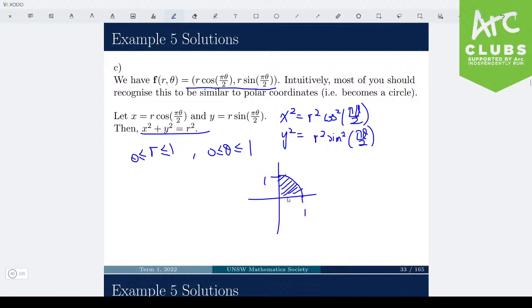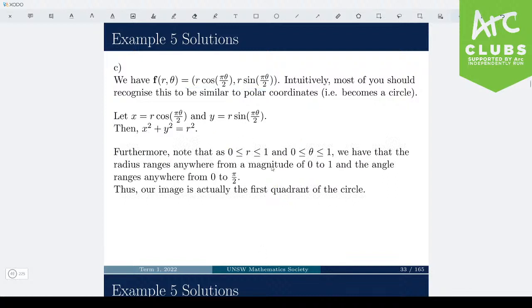That's what our image looks like. As we said here, because of these conditions, the radius only ranges between 0 and 1, and our angle only ranges from 0 to pi on 2.